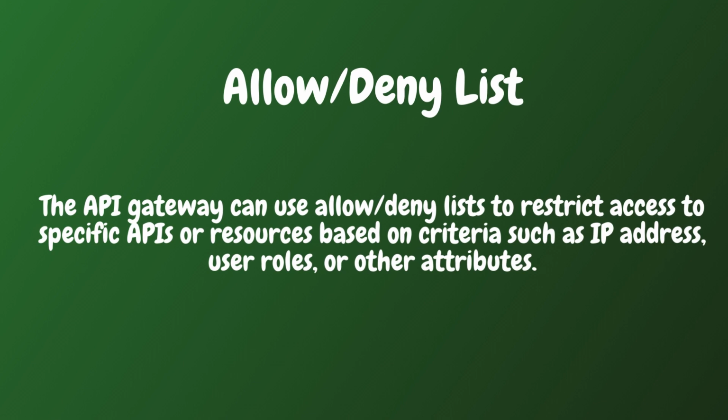Allow and deny list. So it's an ACL, an access control list. The API gateway uses allow and deny lists to restrict access to specific API resources based on things such as IP address, user role, and other attributes. It's completely correct. If you're coming from some other IPs which are not supposed to exist, for example, IPs originating from Russia or China, and you don't want to allow those IPs to access your API, you can deny them and put that in your ACL.